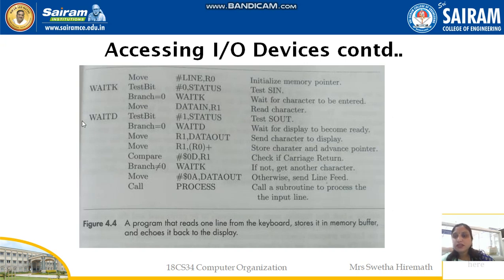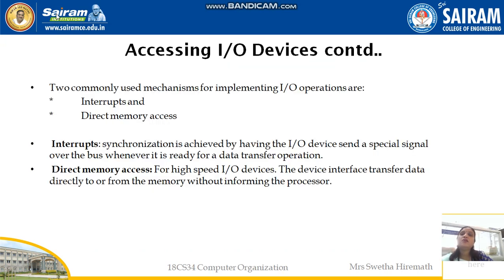Here WaitK and WaitD are nothing but wait for keyboard and wait for display. That is, this is the input device and this is the output device. So the response from these two has to be given to the processor. Unless and until it receives some response, the processor will keep on waiting here. So this is the scenario which occurs in program controlled IO.